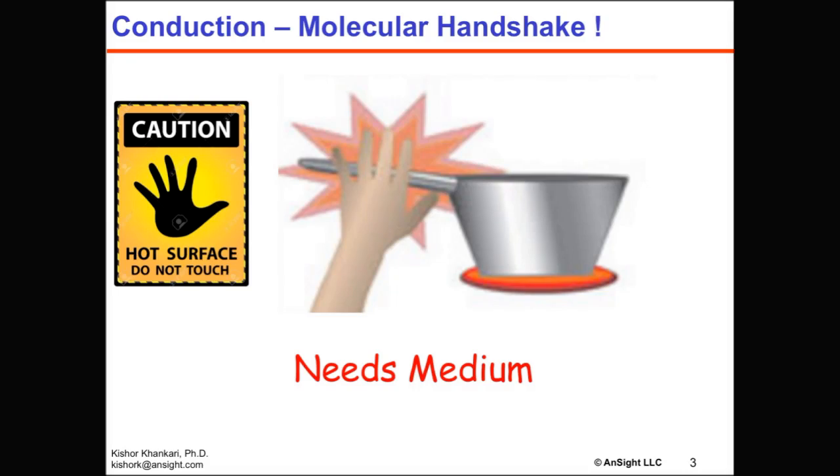So let's start with the basics here. Heat moves from the hot location to the cold location. There are three modes of heat transfer. Conduction. When the pan is on the stove, don't touch it. Why? It's conducting the heat. It's by molecular handshake. It means one molecule of that solid gives heat to the next and so forth.